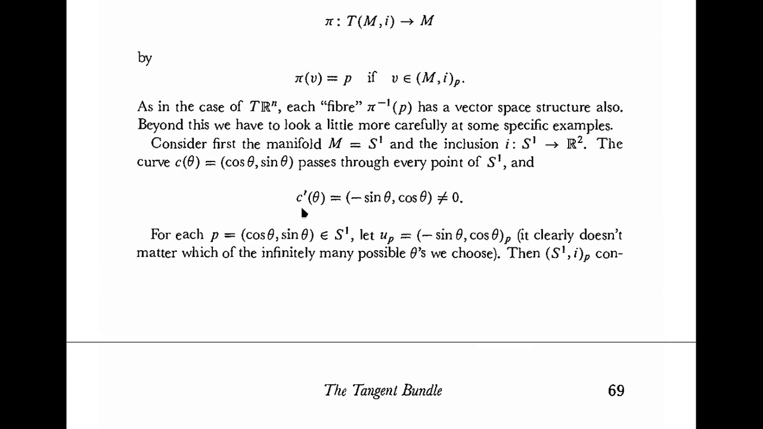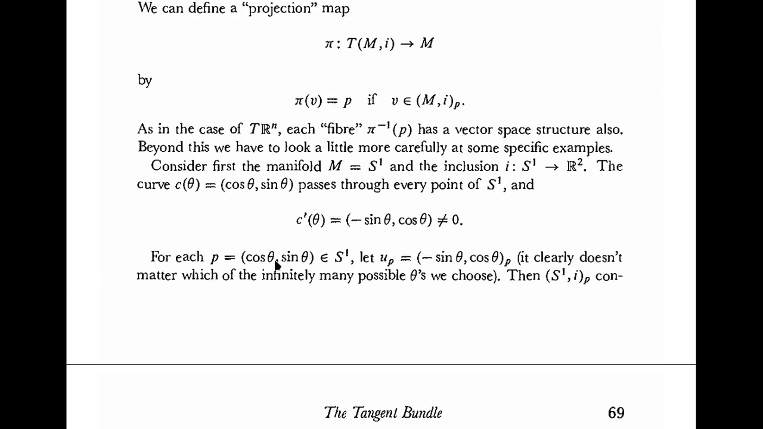So this is another way. I think this is similar to what we were talking about, the cosine theta and sine theta. He's giving some examples for what tangent bundles can be. So if your M is actually just the S1, and you have the inclusion of S1 into R2, then you have this curve defined for theta, which is equal to cosine theta, sine theta, the same thing, and it goes through every point of the unit circle.